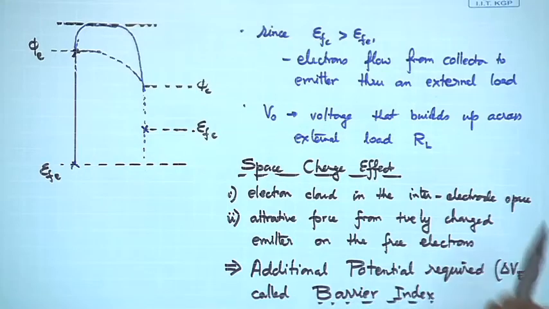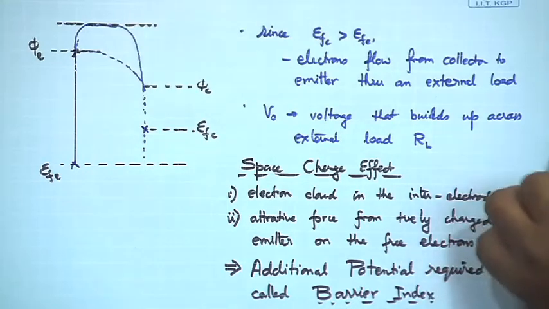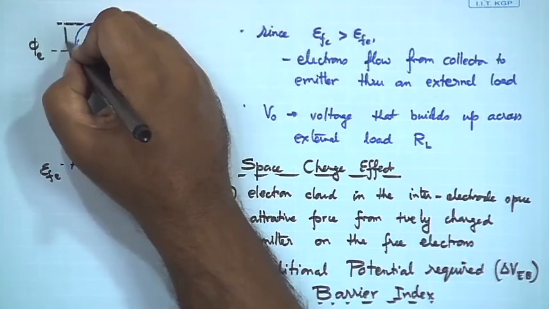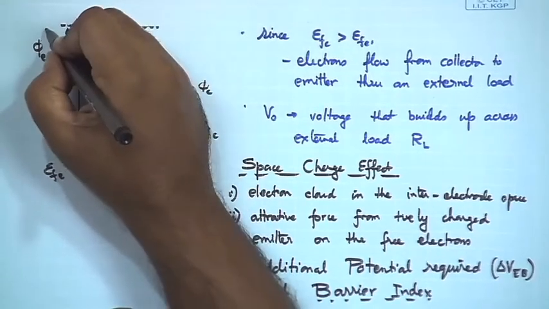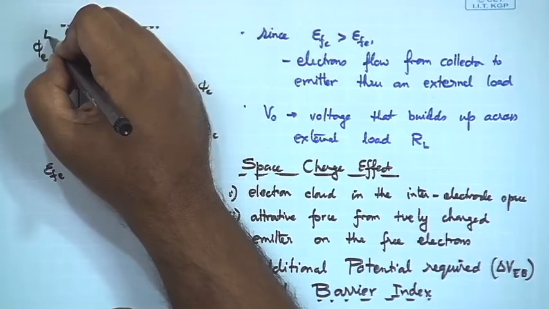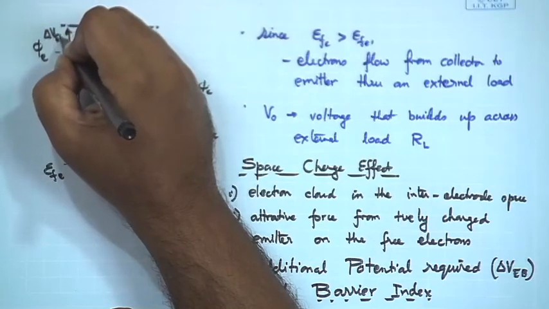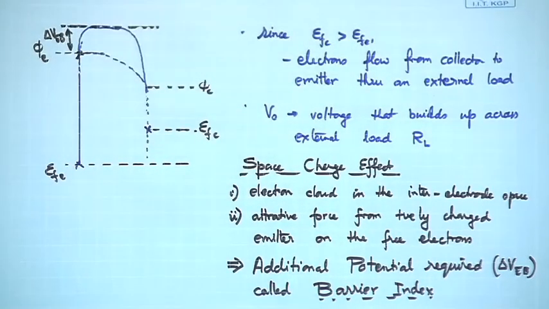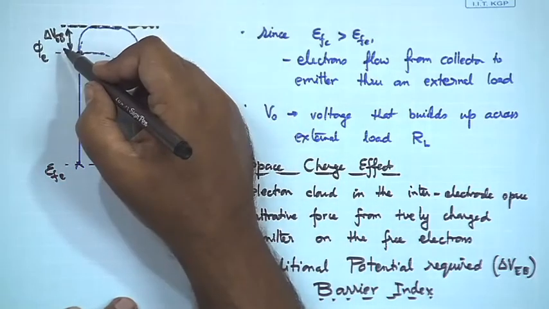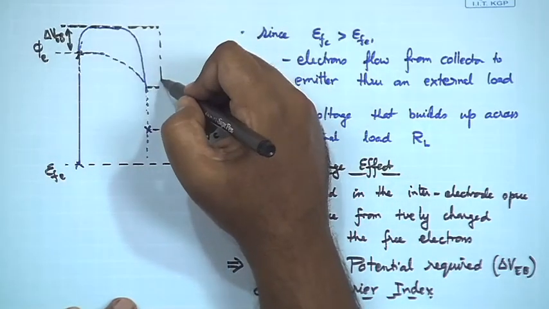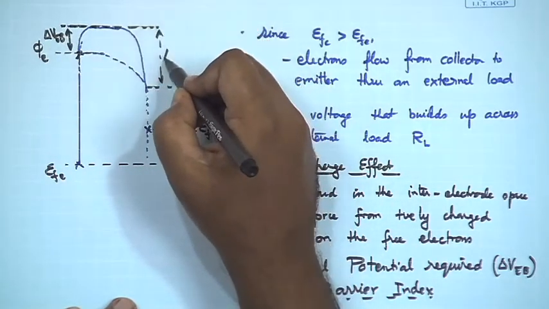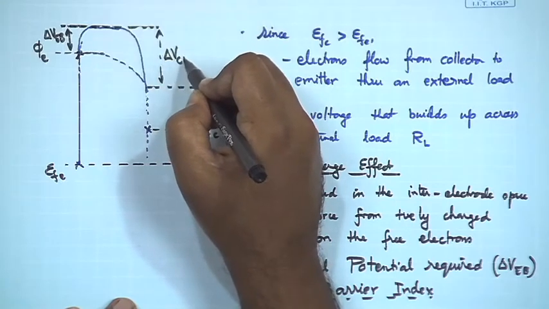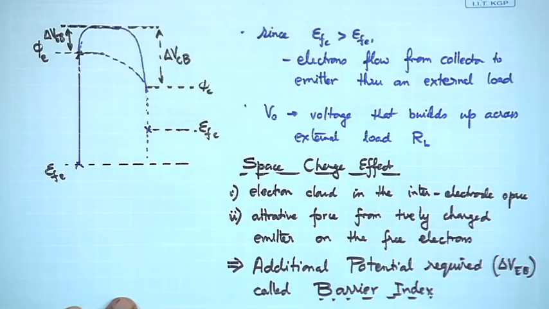Okay. So, what happens, I will now write it down. This additional potential is delta V E B, the barrier index. Clear? So, the barrier index of the emitter. So, we will accordingly call this delta V C B. Clear?